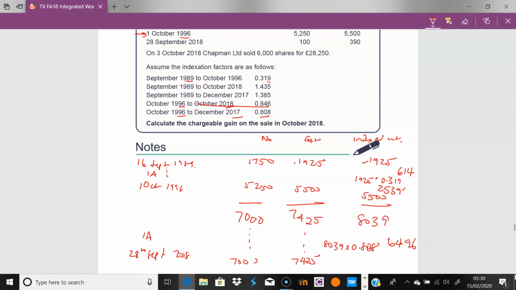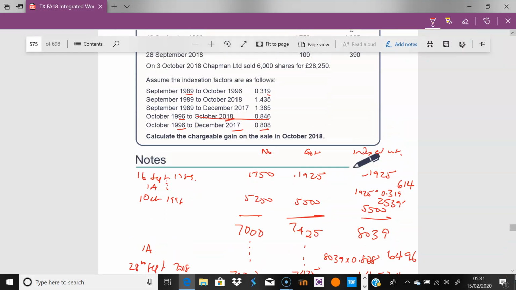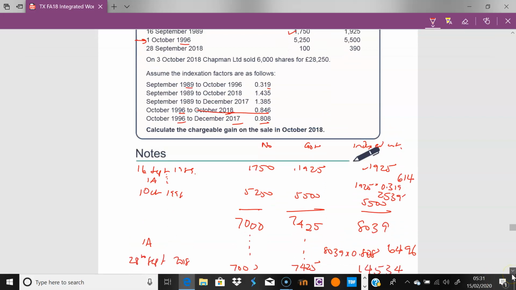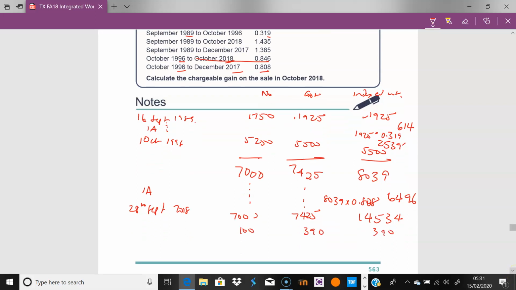So 6496. So I now have my new indexed cost: 8039 plus 6496 gives 14534. And then what I did on that day as well was to buy 100 new shares for 390. So 100 shares, 390. Of course, that's 390 on that date, which brings me into the total number of shares.